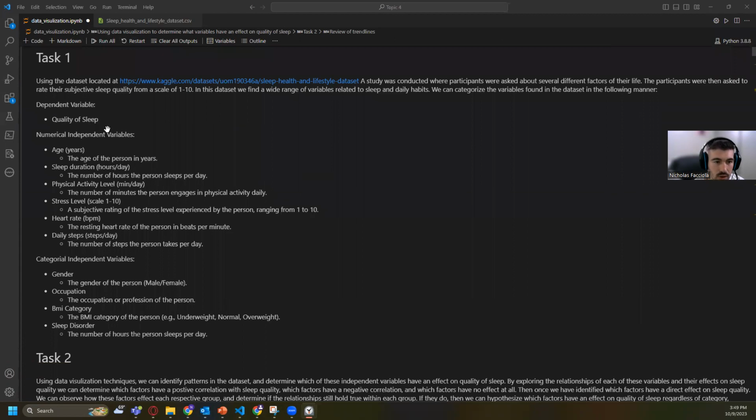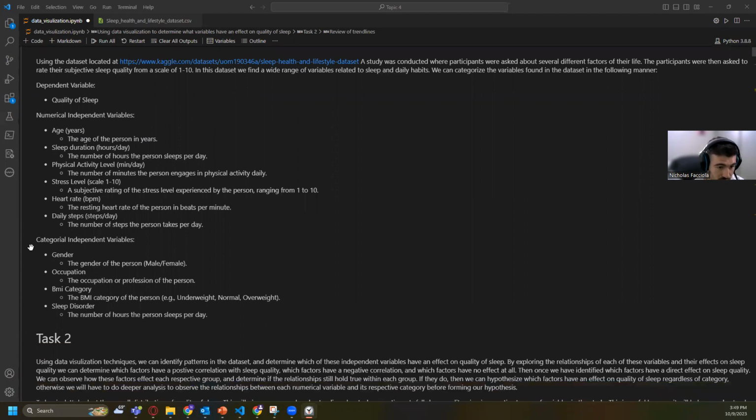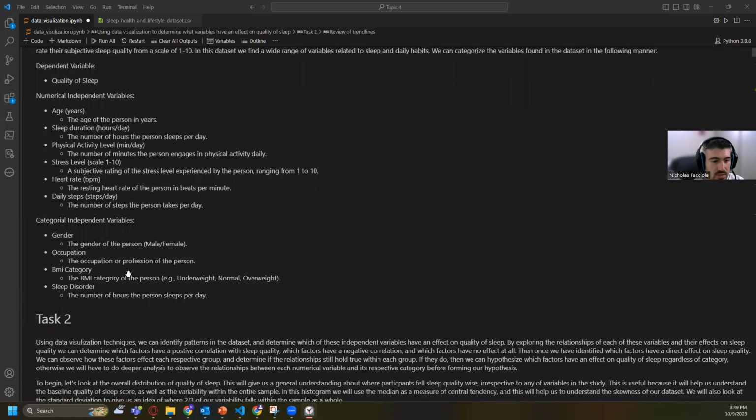And so the dependent variable is quality of sleep, and then the independent variables were age, sleep duration, physical activity levels, stress, heart rate, daily steps. And then we had 4 categories, which were gender, occupation, BMI, and whether or not the participant had a sleep disorder.